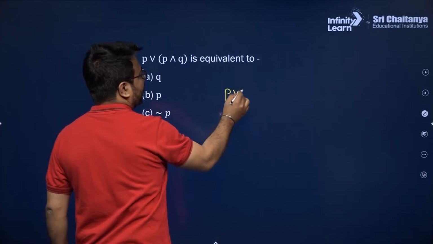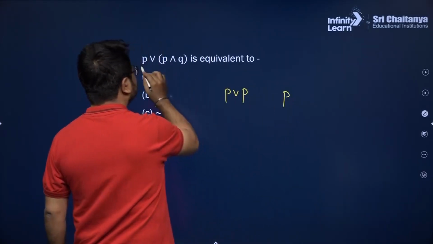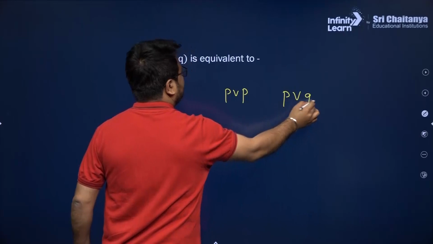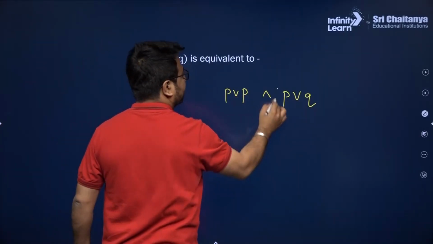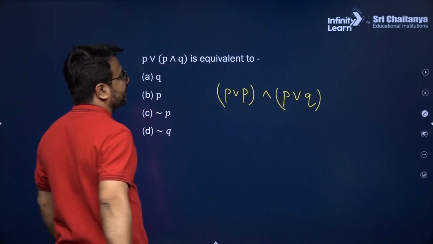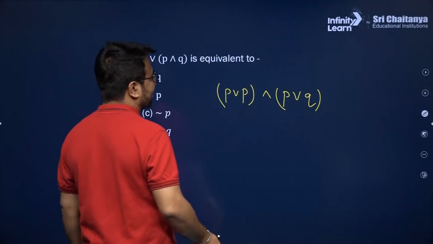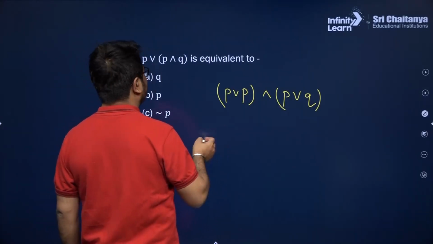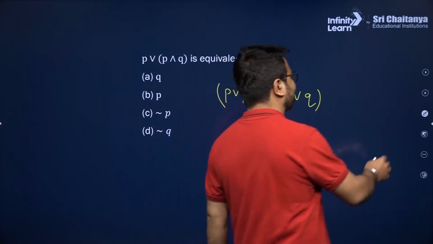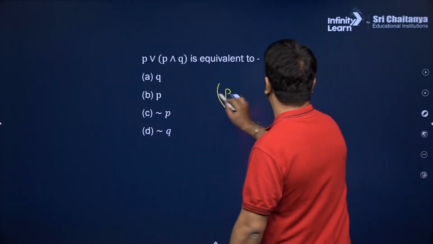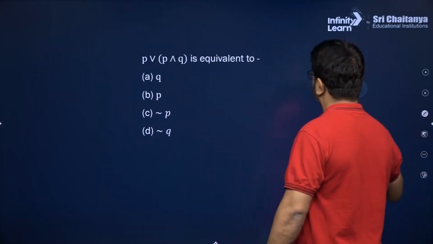P is taken OR with P, and then P is taken OR with Q, and in between there is AND. I have applied the distributive property. So now this can also be written as, or we can directly write without even applying the distributive property, because that will make it an easier question.